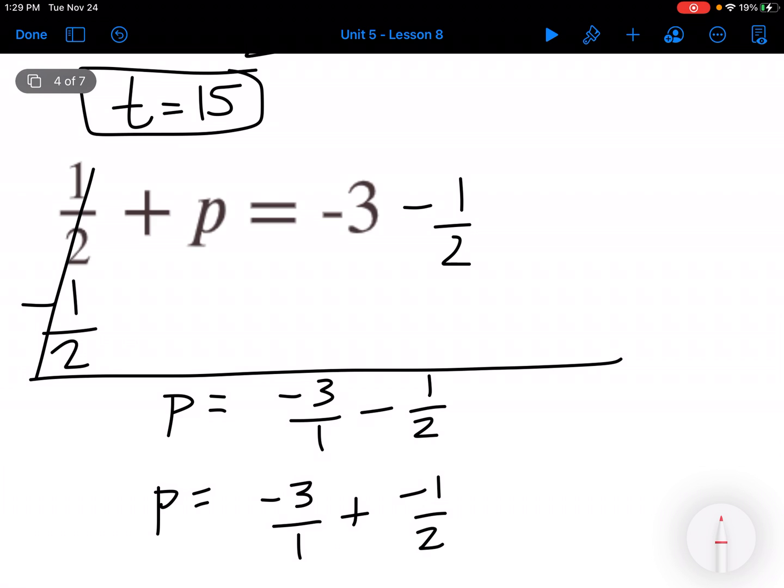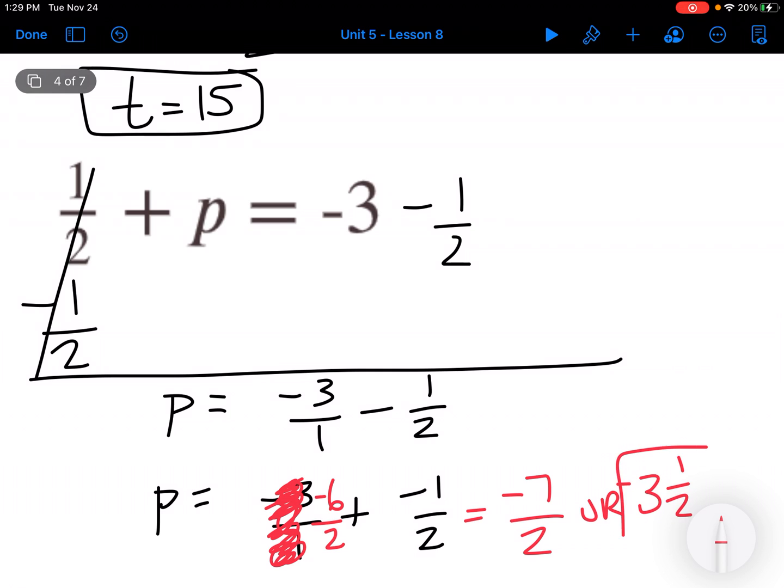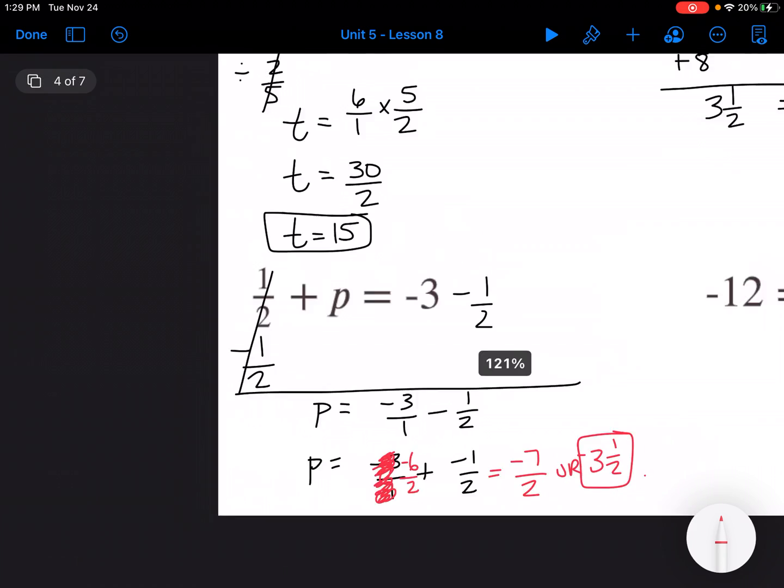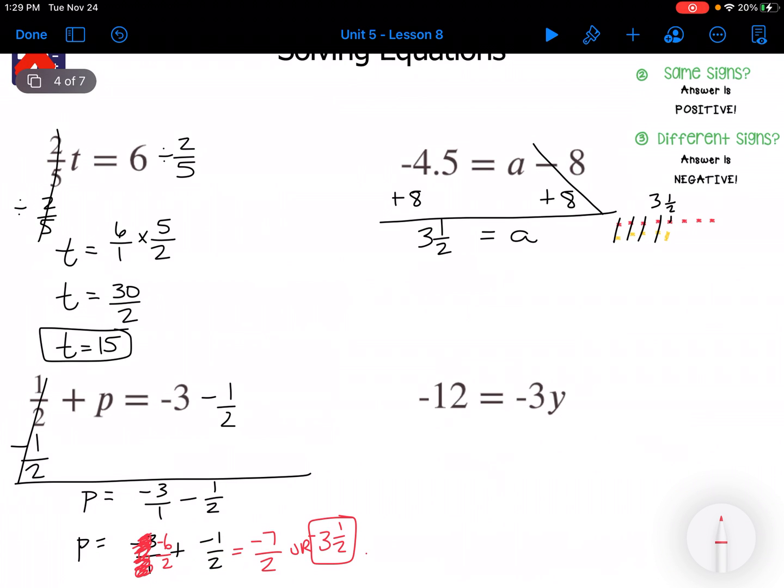So I know that I need them to both have 2's, so that makes this a -6. -6/2. So -6/2 plus a -1/2 is -7/2. Okay, so that's going to give me a -7/2 or 3 1/2, and that's going to be negative. Doesn't matter how you do it, but you just got to figure out how to make it make sense in your brain.